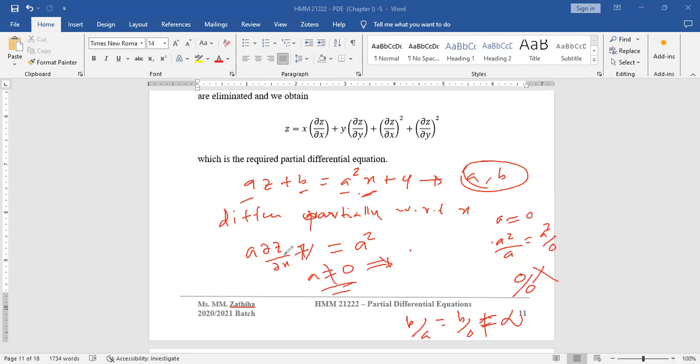Therefore, I'm going to take this one as p. Okay, p is equal to a. Then what about b? So I need to differentiate. I don't need to differentiate with respect to y here, no? Okay, so I have p is equal to a. Okay, then wait a minute, what do you think?